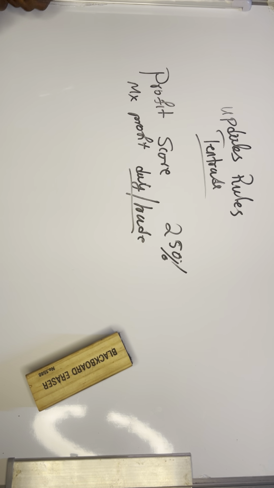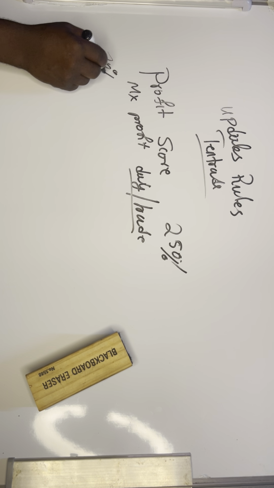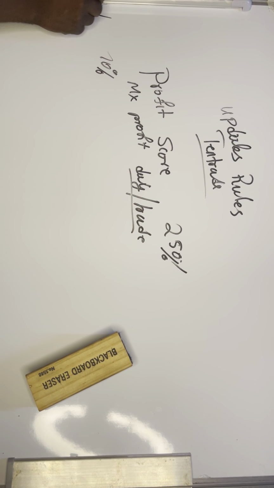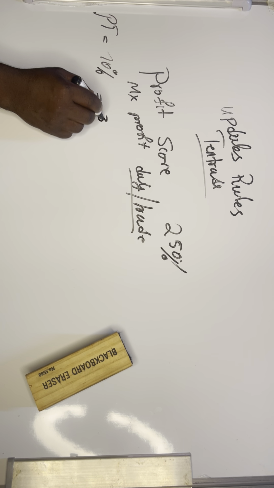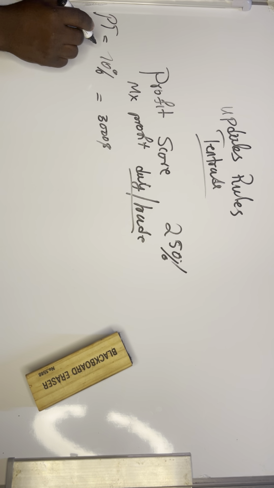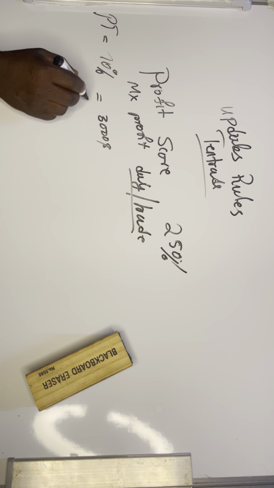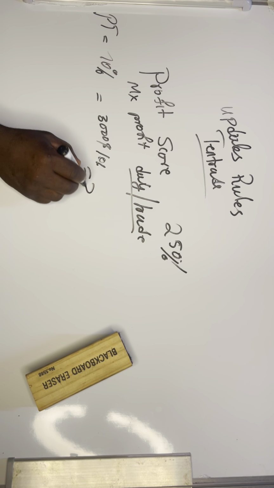Now, what is actually this profit score? First, I want to make this very easy for you. Understand that you have a maximum profit target on any account, which is 10%. So 10% is your profit target. Now let's take, for example, you have a $3,000 account. What is 10% of this 3,000? 10% of this is going to give you $300.